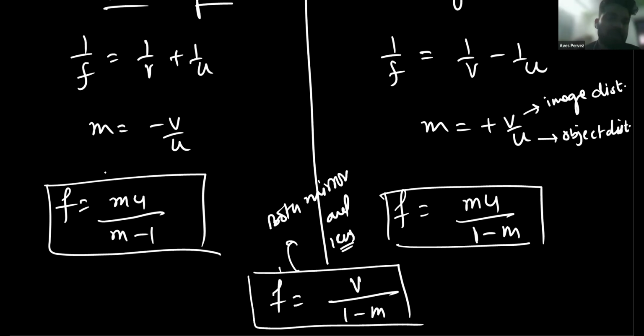Okay, so here in the mirror, we have m = 1 minus v/f, the relation of m, u, and f. And for the lens, we have m = f/(f + u). And for v, the relation between v, f, and m. Here is the relation of magnification, object distance, and focal length, and of focal length, image distance, and magnification. Got it? So note it down.